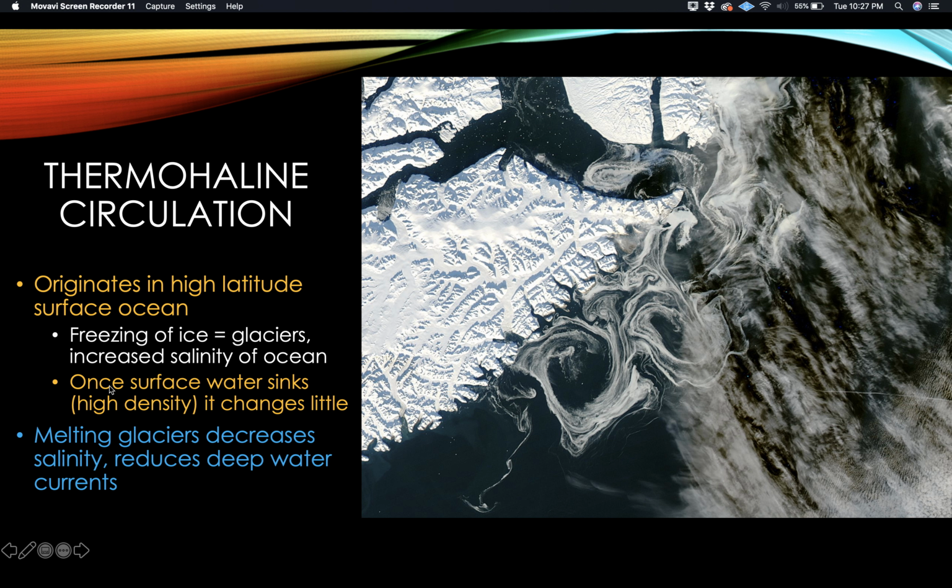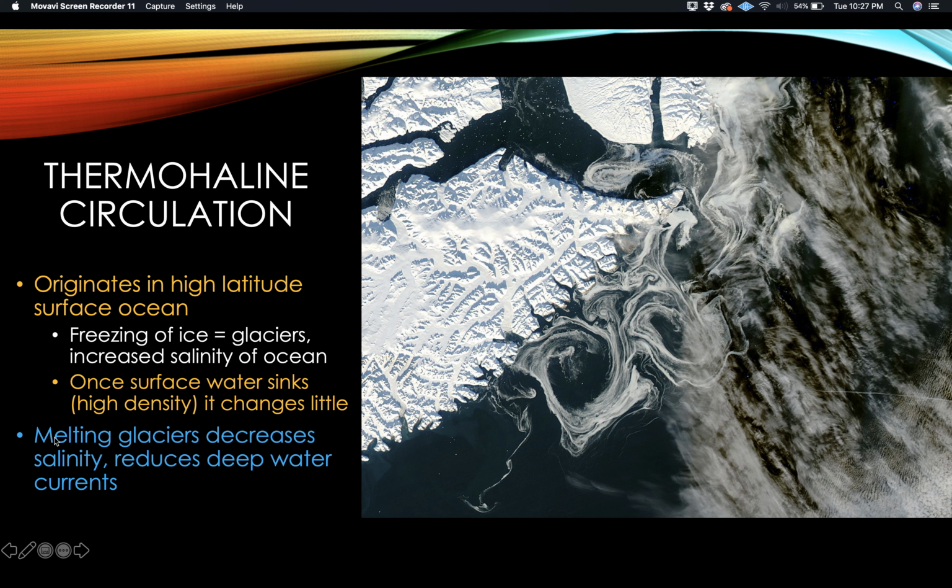So here two things can occur. The freezing of ice leads to glaciers, right? And so where you get glaciation, you're going to have increased salinity of the ocean because the glaciers are taking in that fresh water, right? They're taking in that fresh water and freezing it, leaving behind all that salt. So the ocean water becomes more salty and more dense, so it sinks.